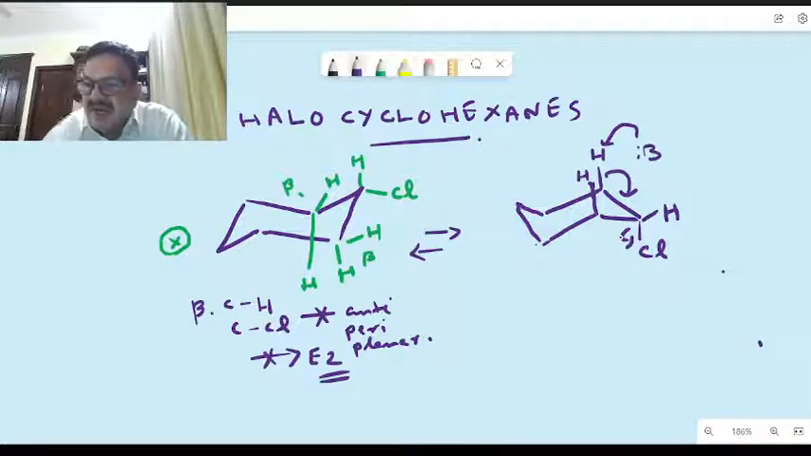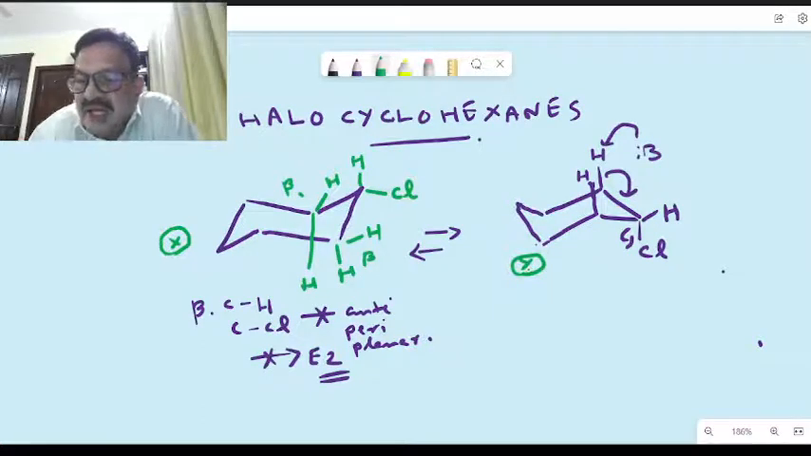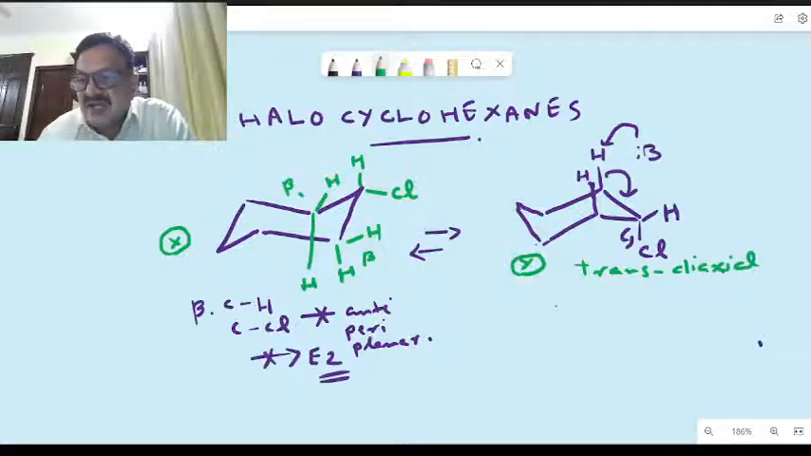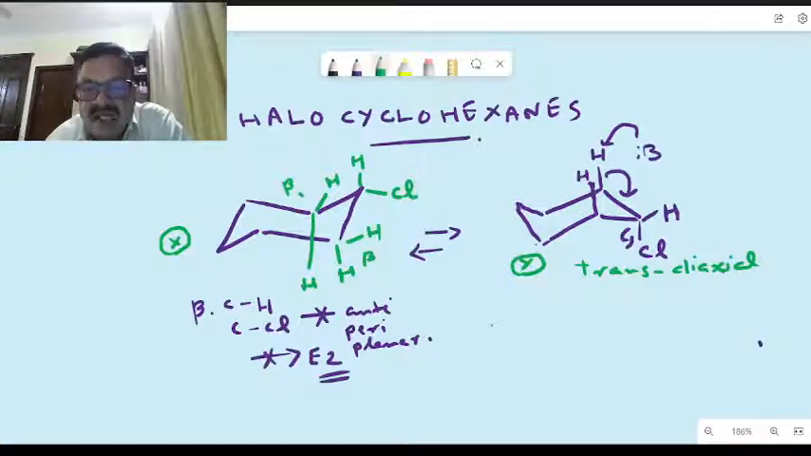So this conformation, we can call it Y, is the other conformation, where the chlorine is in the axial position. Here the beta hydrogen and the chlorine are in the trans-diaxial position. This is trans-diaxial geometry. Here the E2 elimination takes place and we will be getting an alkene here.